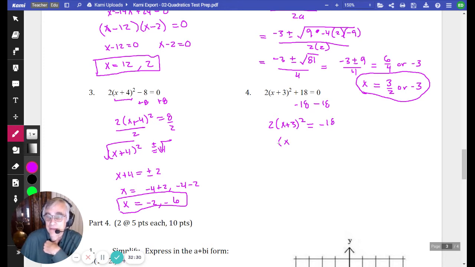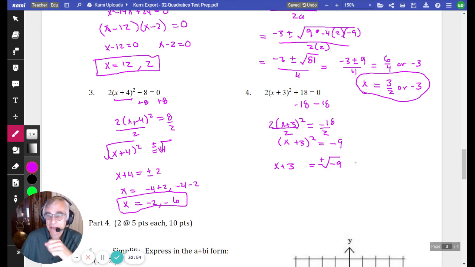I'm going to divide by 2 on both sides. So we have x plus 3 squared equals negative 9. Take the square root of both sides. We'll have x plus 3 equals the square root of negative 9, plus or minus. Okay, now square root of negative 9.